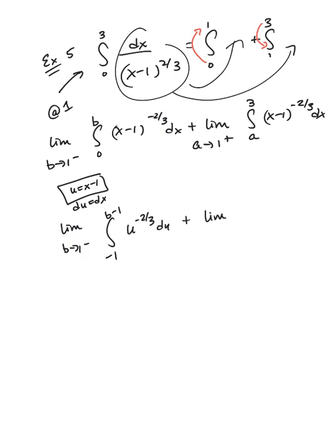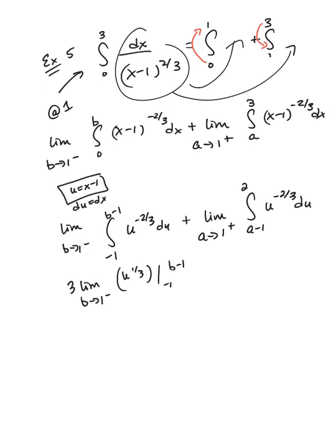Okay, and then for the other one, similarly, you change the bounds of integration. So you have a minus 1 to 2. You can pause it and process it slower if you wish. Okay, so now I'm going to integrate. So u to the negative 2/3, I bump that up to 1/3. When I divide by 1/3, I can just multiply by 3. Dividing by 1/3 is multiplying by 3. So I end up with u to the 1/3, negative 1 to b minus 1.